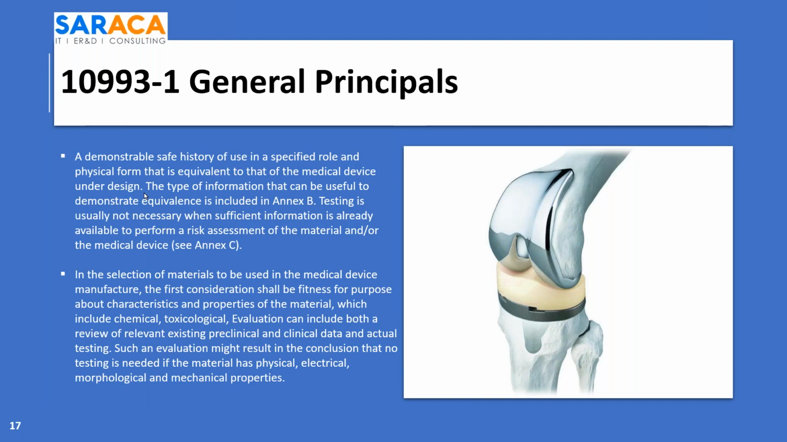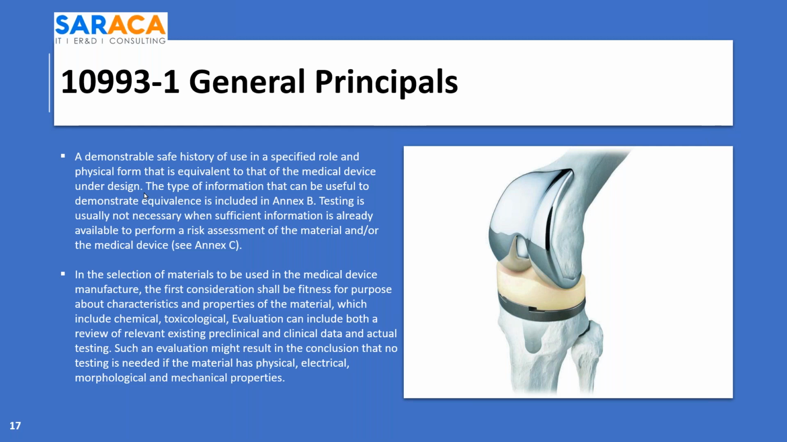General principles: a general safe history of use in a specified role and physical form that's equivalent to that of the medical device under design. That is, if the material has been used for many years, and there's enough data out in the field which you can document that demonstrates the biocompatibility of a material, they may not have to do any additional testing. And that's where your risk assessment comes in right at the very beginning. And in some cases, that would save people a lot of time. And it also helps in the selection of materials to be used in the medical device manufacture.